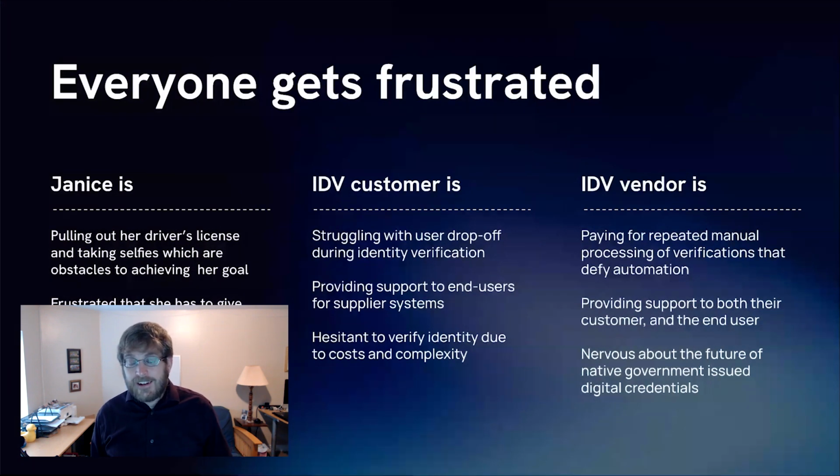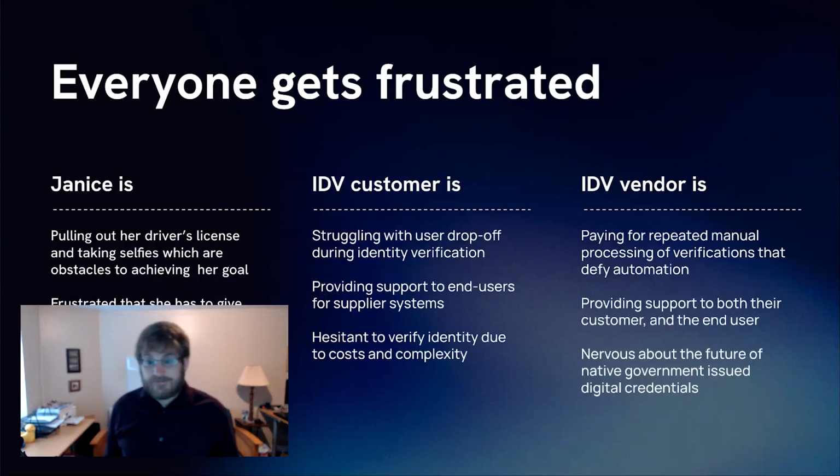And so they've got to support a supplier system, which is always complicated. And they're hesitant, due to these problems, to verify the identity when it's not absolutely required. There's other places where it'd be nice to make sure that Janice is still who she says she is, but they don't want to do that because it's expensive to integrate with, it's complicated, and the user experience isn't very great.